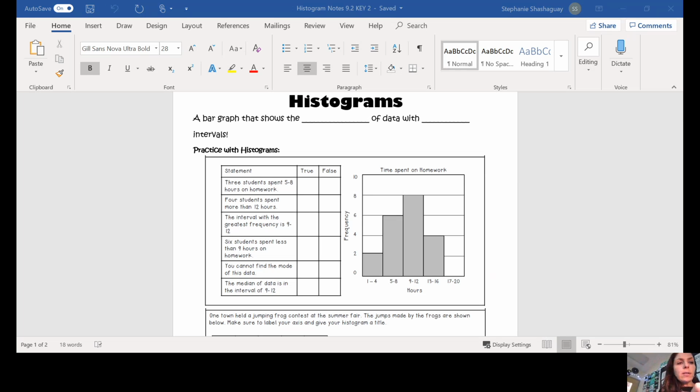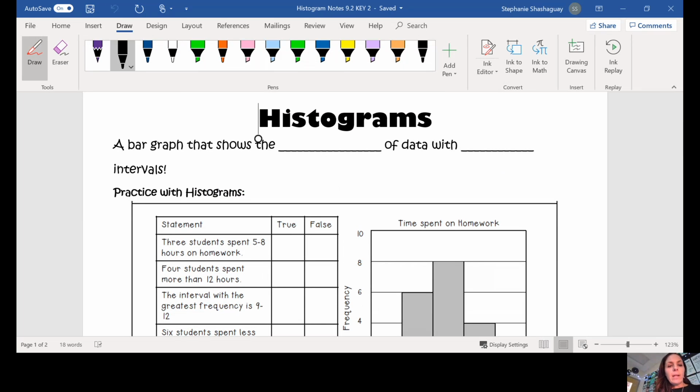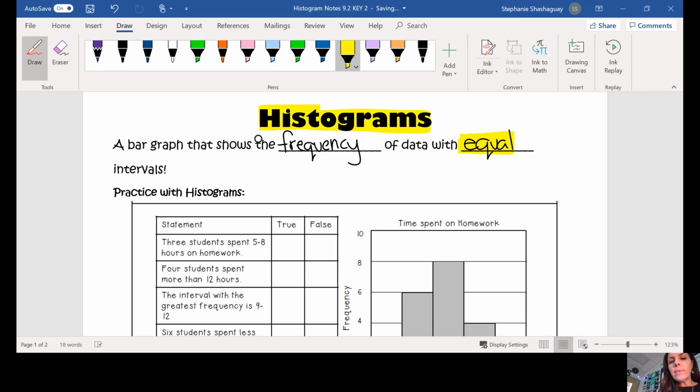Okay, so a histogram, I'm going to scroll this down a little bit. A histogram is just a bar graph that shows the frequency of data with equal intervals. The key difference between a regular bar graph and a histogram is that there are equal intervals. Also, a key difference is that there are no spaces between the bars.